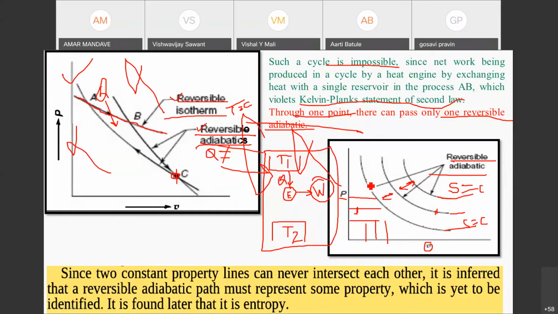Similar to this, the constant pressure line we call isobaric, and the constant volume line we call isochoric.